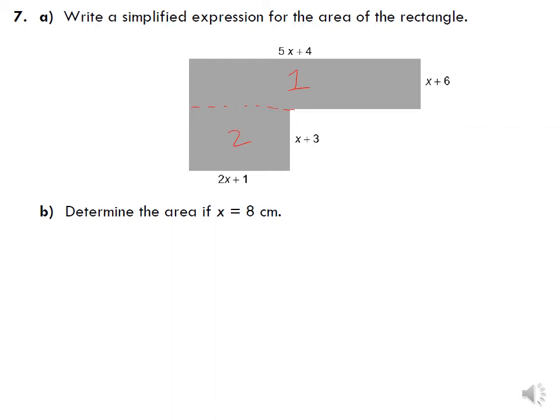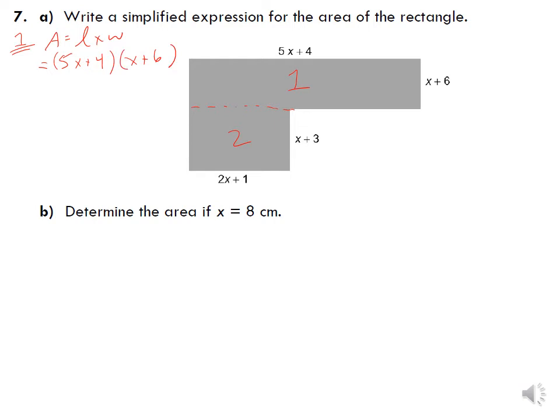How do you find the area of a rectangle? Length times width. So we'll do number 1 first. Area equals length times width. Doesn't matter what you call length, what you call width. We'll say that's the length, 5x plus 4. Our width, x plus 6.